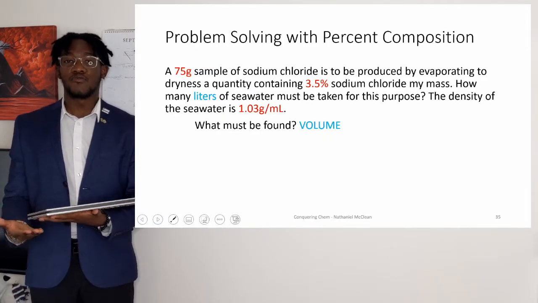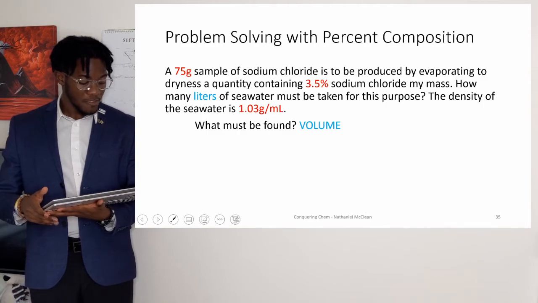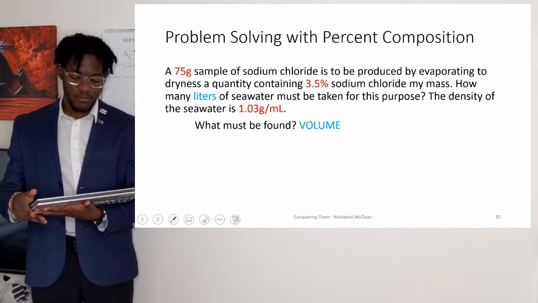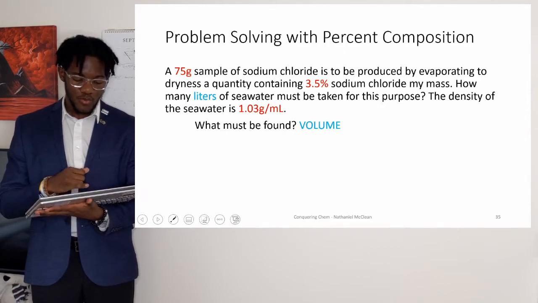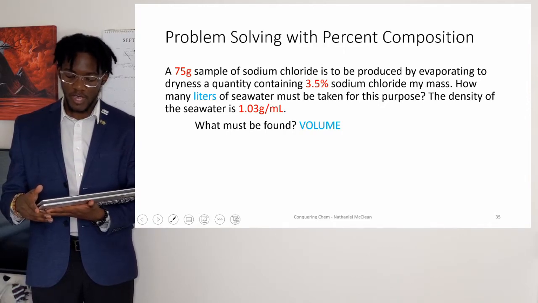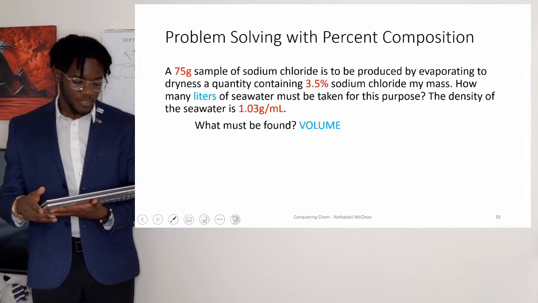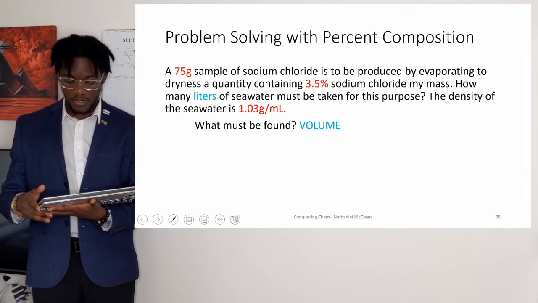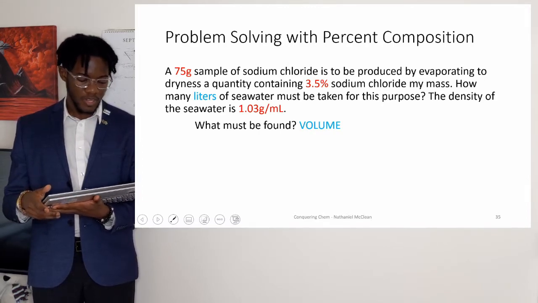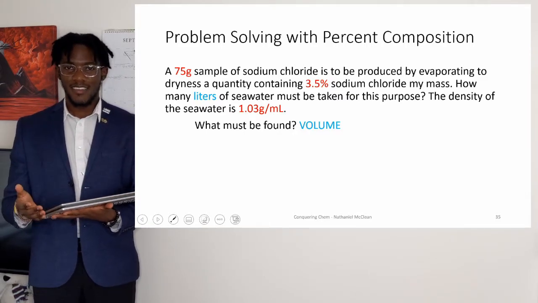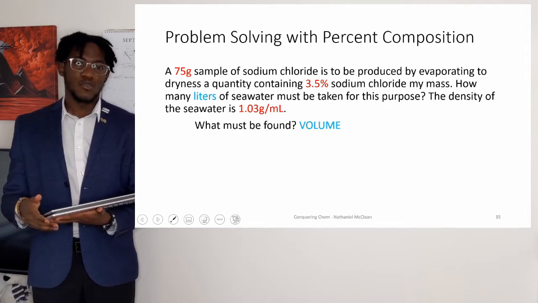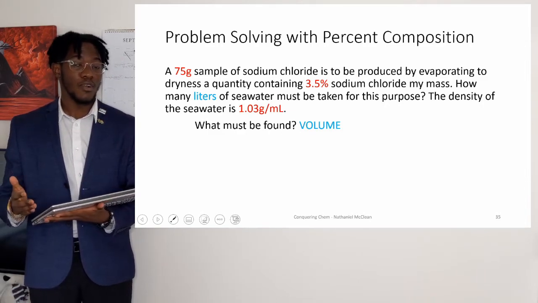So again, jumping right into an example: a 75 gram sample of sodium chloride is to be produced by evaporating to dryness a quantity of seawater containing 3.5% sodium chloride by mass. How many liters of seawater must be taken for this purpose? And the density of the seawater is 1.03 grams per milliliter. Again, a lot went on in this question, but we can break it down into parts.